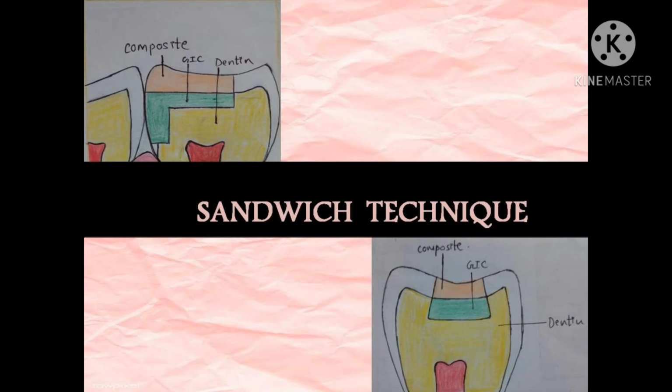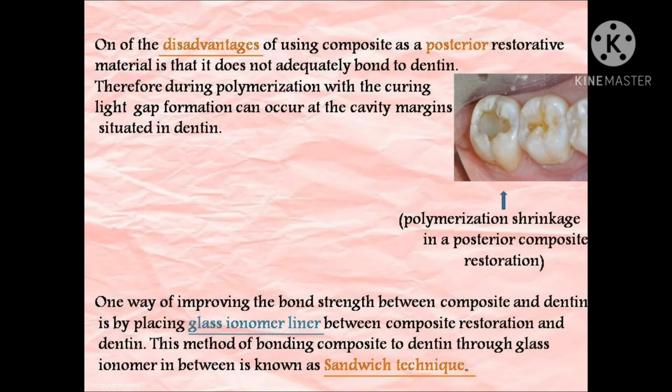Let's learn about sandwich technique. We are aware of the fact that composites bond to the tooth structure through micromechanical bonding. The composite resin penetrates into the microporosities which are created on the surface of enamel after etching. But one disadvantage of using composites is that it does not adequately bond to the dentine.